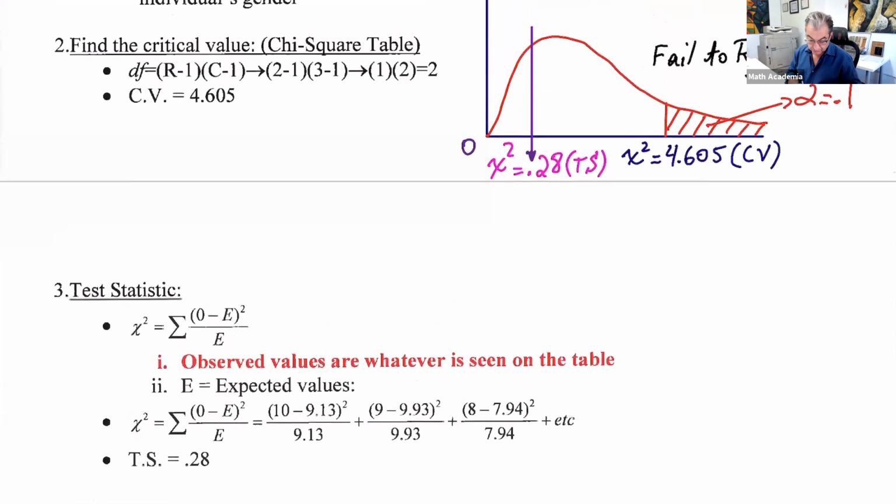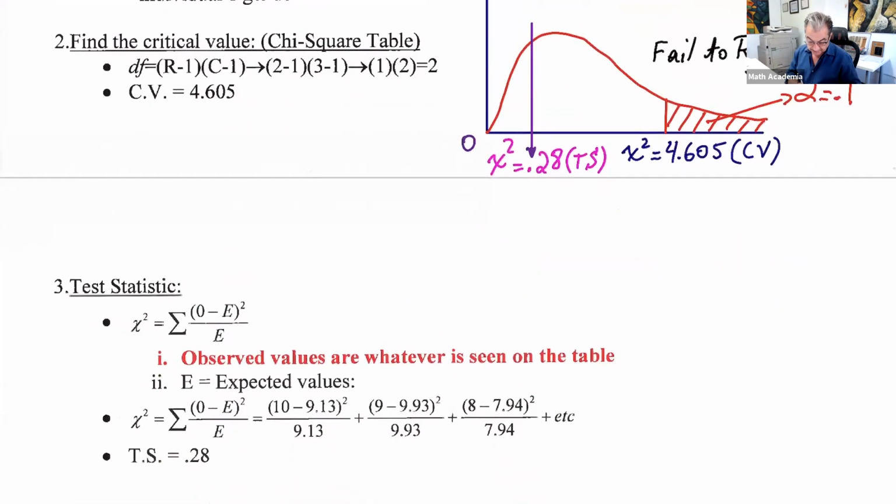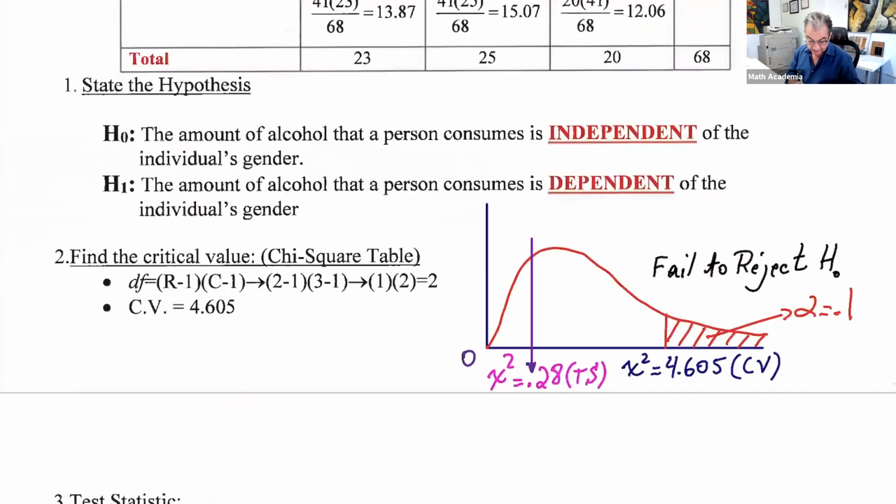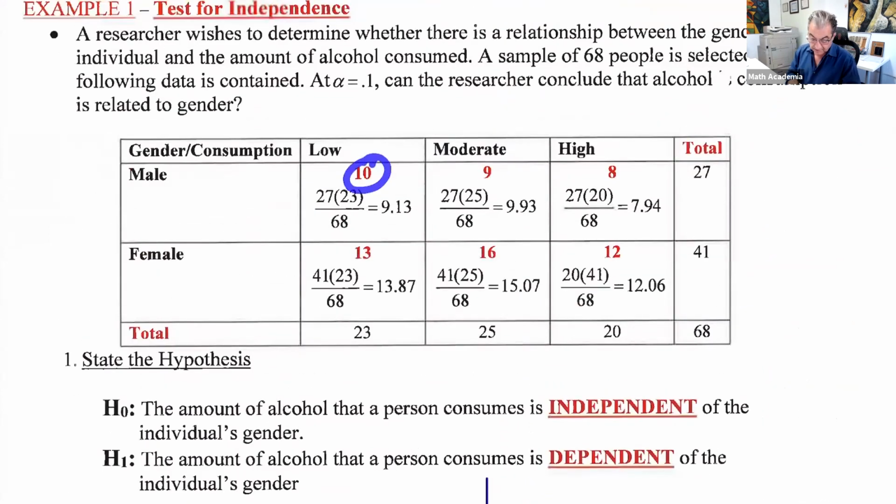So first, you have to go to each box. It says O minus E squared divided by E. O is the observed value minus E, which we calculated. So we said E is the row sum, 27, times the column sum, 23, divided by the grand total for each single box here. So you find that, and 10 minus 9.13 squared divided by 9.13 is for the first one.